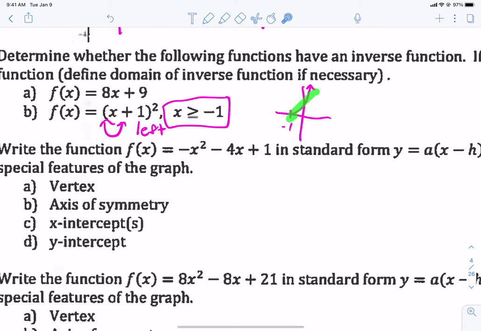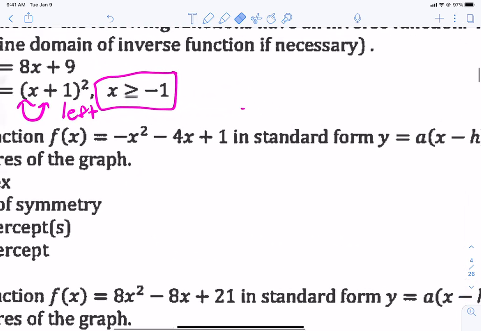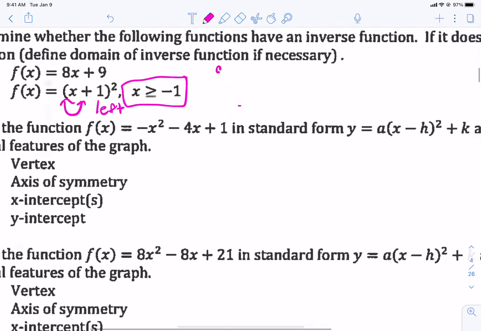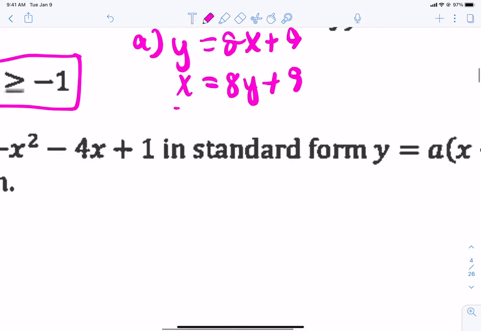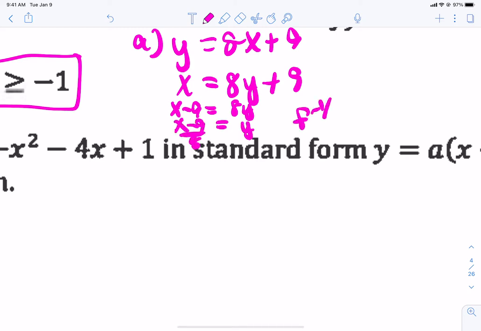Now let's practice finding those inverses, okay? So let's do both A and B. We'll practice those. So let's start with A. For part A, we're going to write it in y notation. We're going to flip-flop the x's and y's. And then we're going to solve for this y right there. That's going to end up being our inverse. So subtract 9, divide by 8. So our inverse is x minus 9 over 8.